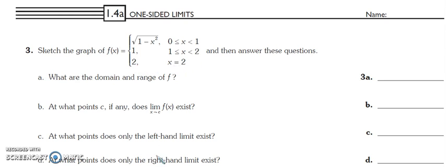So the question is, what does the square root of 1 minus x squared look like? And how would you do it without a graphing calculator? Let's say that this was a problem where you weren't able to use the graphing calculator. So how would you graph the square root of 1 minus x squared?